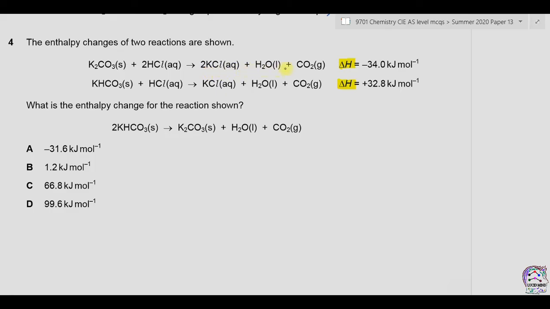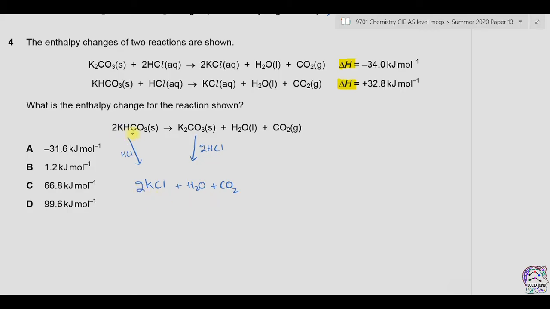As we have similar products in both of the reactions, so therefore let's draw a triangle and apply Hess's law. Potassium hydrogen carbonate reacts with HCl to produce potassium chloride, water and carbon dioxide. Potassium carbonate also reacts with 2 moles of HCl to produce same product. In order to balance this equation, we have 2 potassium chloride.